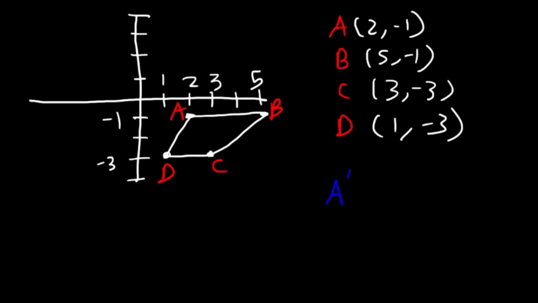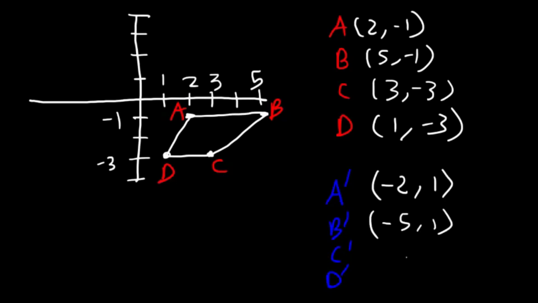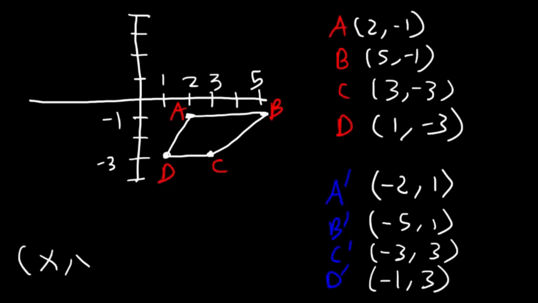Now, when rotating it about 180, regardless of the direction, all you need to do is multiply the points by -1. That's all you have to do. So A is going to change from 2, -1 to -2, +1. B is going to become -5, 1. C is going to change to -3, 3. And D is going to be -1, +3. So the points x, y will change to -x, -y. Just multiply each coordinate by -1.